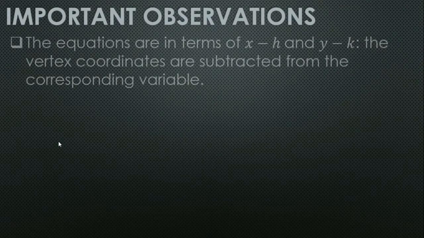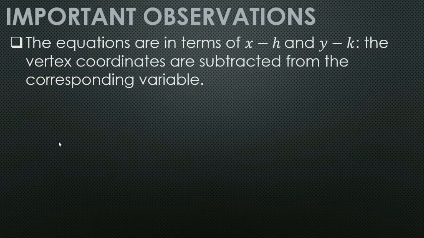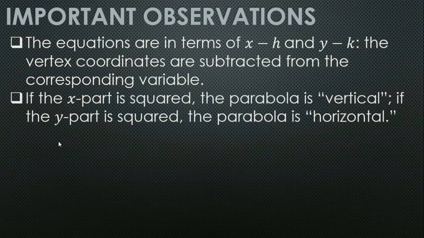Important observations. The equations are in terms of x minus h and y minus k. The vertex coordinates are subtracted from the corresponding variable. So take note, h is always paired with x and k is always paired with y. If the x part is squared, the parabola is vertical. Ibig sabihin, kapag yung x yung squared, the parabola opens either upwards or downwards. Pero kapag si y yung may square, the parabola is horizontal, meaning it either opens to the left or to the right.